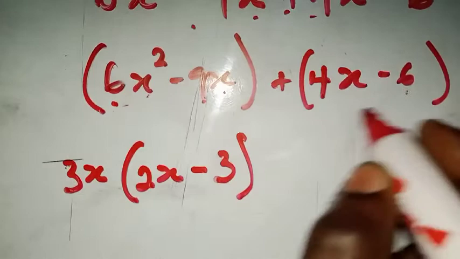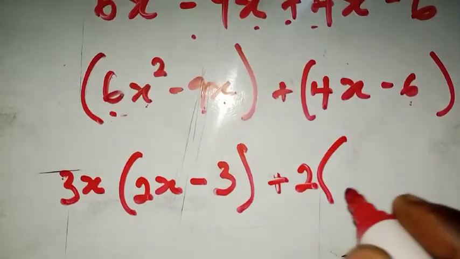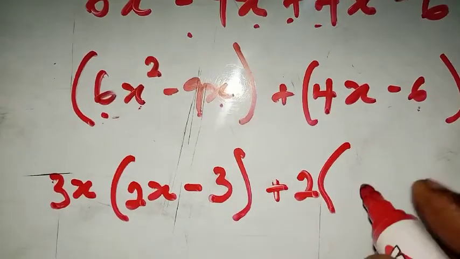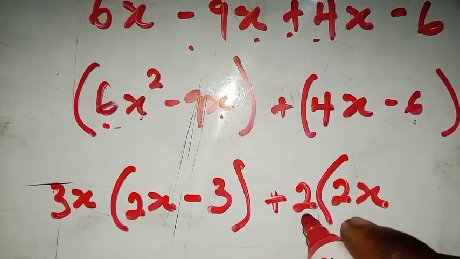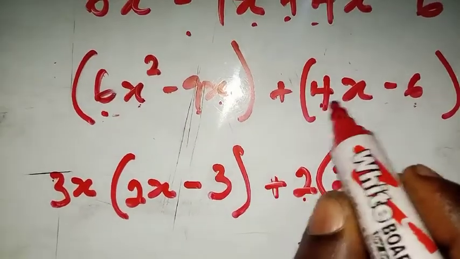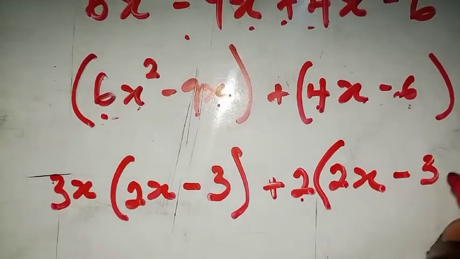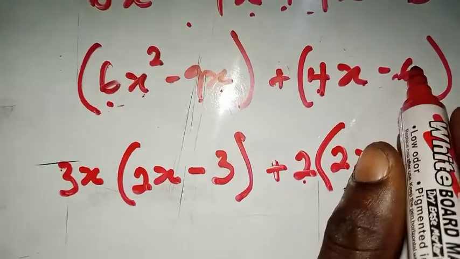Okay, here, what they have in common should be positive 2. Is that okay? So if I bring the positive 2 out here, we are going to be left with 2x, right? Because if I multiply the 2 by the 2x, I'm going to have 4x. What about here? That should be left with negative 3, because if I multiply the 2 by the negative 3, I'm going to have the negative 6.